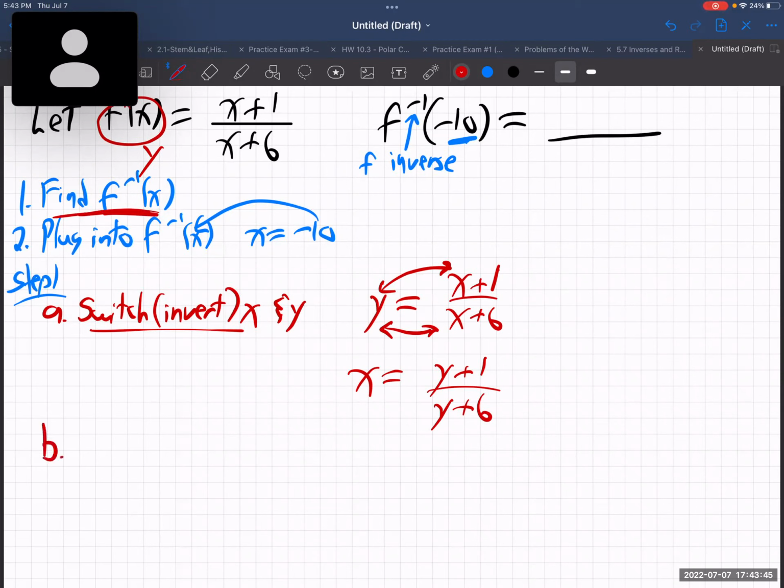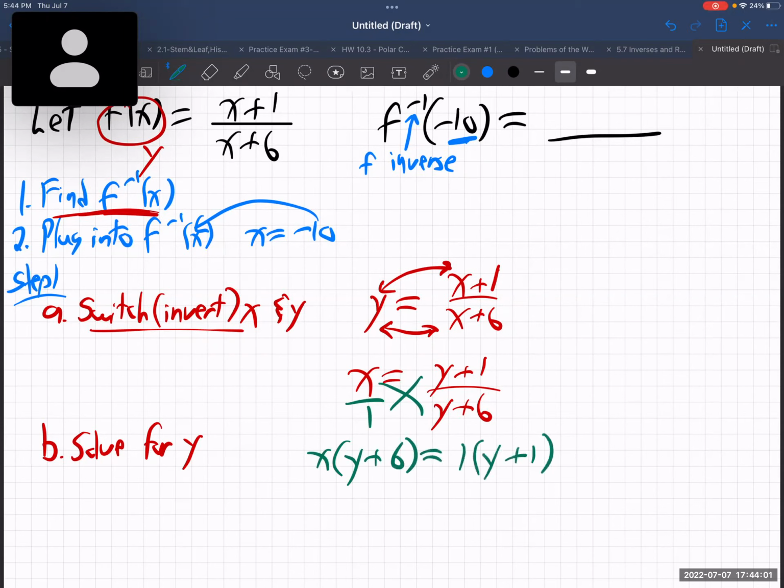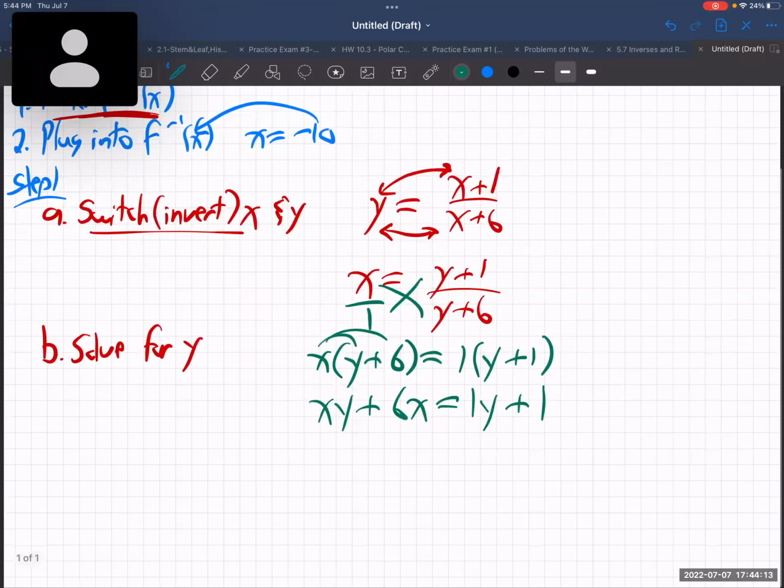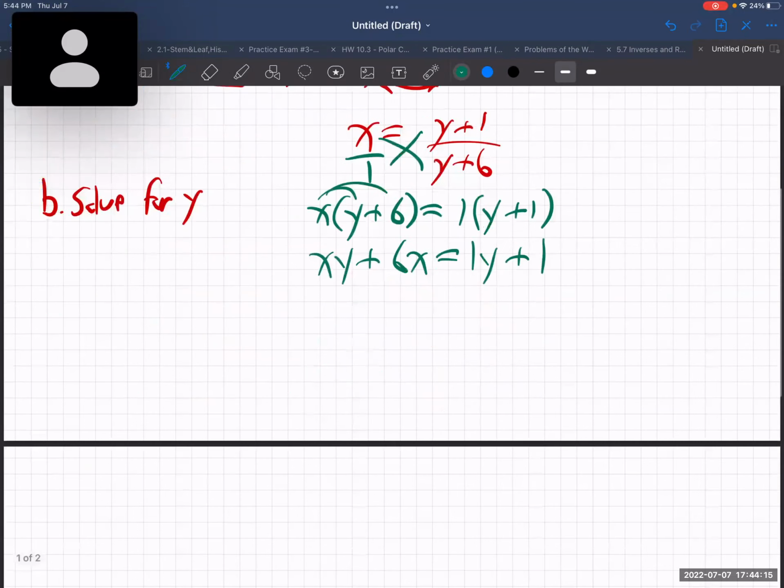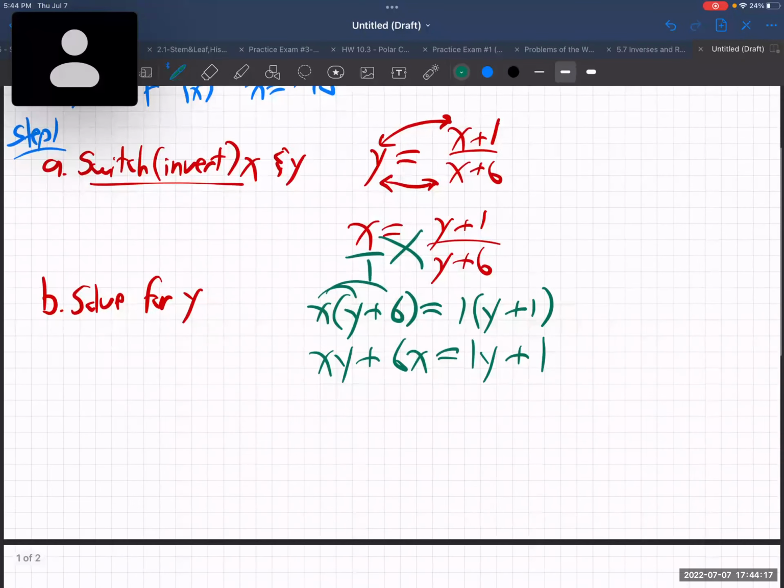All right, and then part B, solve for y, get y alone. So, okay, how do I solve for y? When you have a fraction, you put this over 1 and you cross multiply. So you get x times y plus 6 is 1 times y plus 1, like that. Cross multiply and distribute. Xy plus 6x equals 1y plus 1, like that. And so now we got to solve for y.